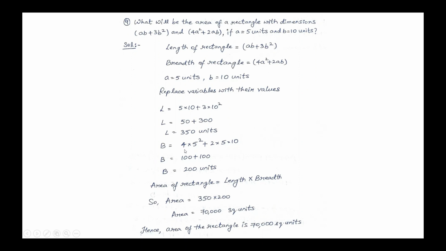B is equal to 4 into 5 square plus 2 into 5 into 10. That is 100 plus 100. So B is equal to 200 units. We know that the area of a rectangle is equal to length into breadth. So area is equal to 350 into 200, that is 70,000 square units. Hence, the area of the rectangle is 70,000 square units.